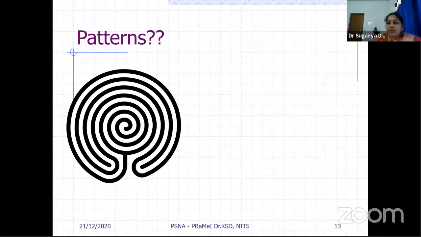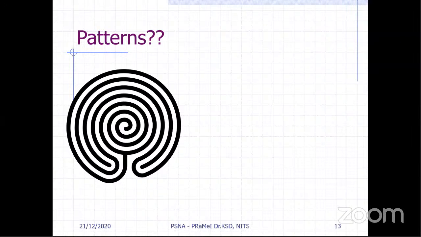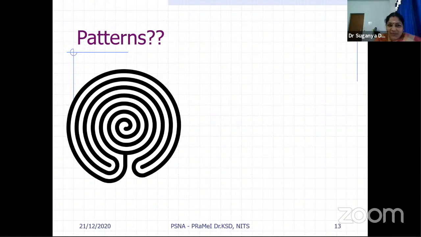Can you guess what this is? Any guess? Biometric pattern. Biometric pattern. Okay, right.